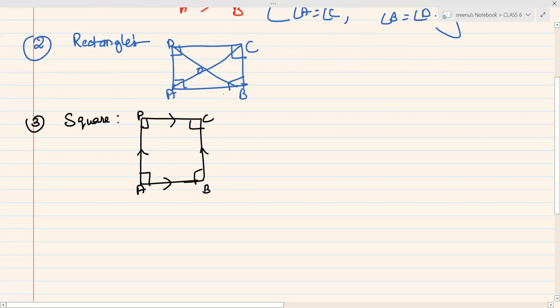Rectangle and square: the difference is that in a rectangle only opposite sides are equal, while in a square all the sides are equal. Each angle is 90 degrees. The diagonal divides a square into two congruent right angle triangles, congruent meaning same. The quadrilateral formed by joining successively the midpoints of the sides is called a square. This is about square.